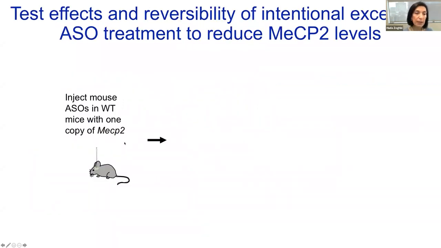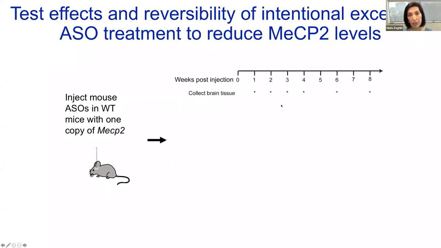In this experiment, we use mice with only one copy of MECP2. That's their normal copy, not the duplication mice. Remember, in duplication, we're going from twice to one time. So we want to decrease it by 50%. But here we only have one copy. And we gave the same time of injection that eventually will be mimicking the injections done in humans in the CSF. And we collected brain tissue.